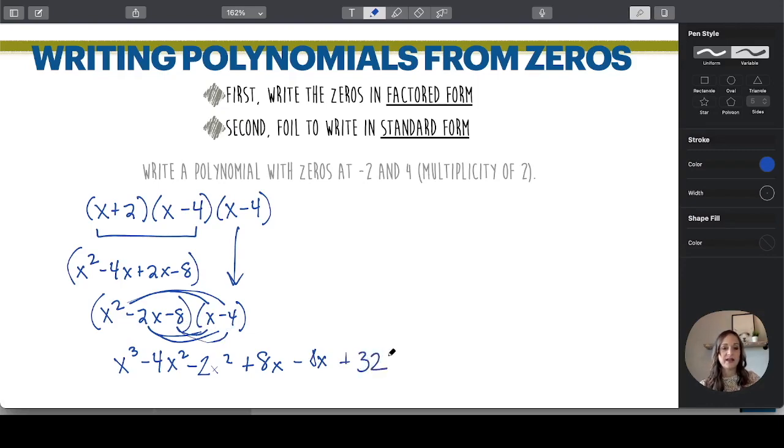Now you need to combine like terms. There's only one x cubed, so you're going to bring that over. You have negative 4x squared and a negative 2x squared. That would give you a negative 6x squared. 8x and a negative 8x cancel each other, and then you're left with a positive 32 as your final answer.